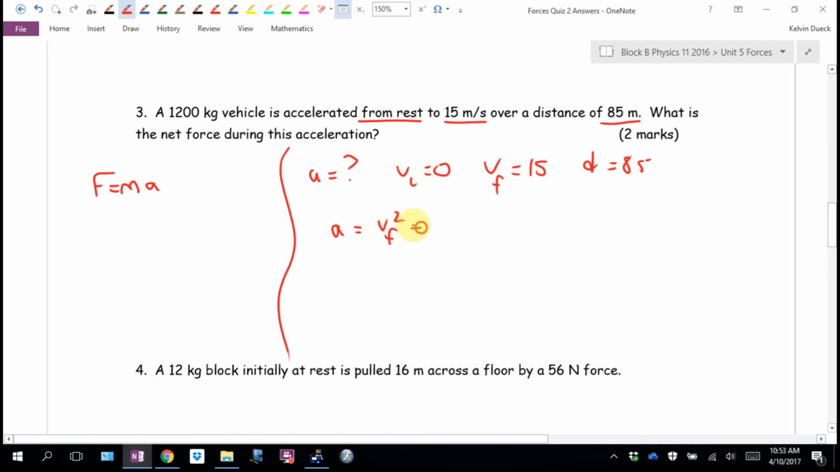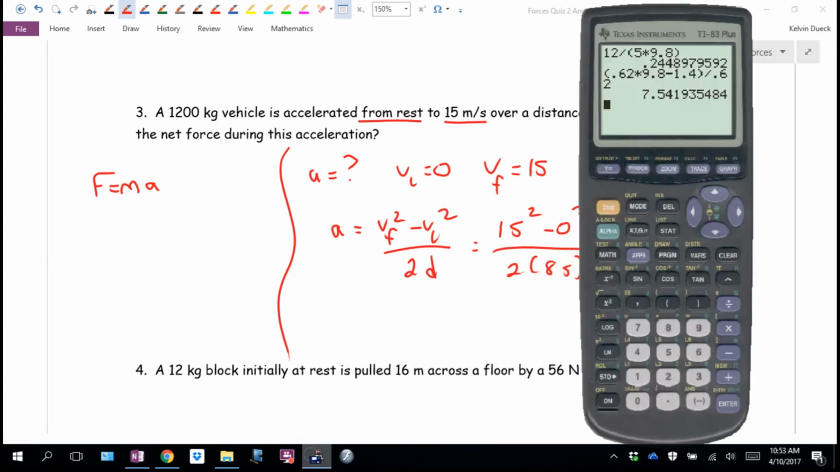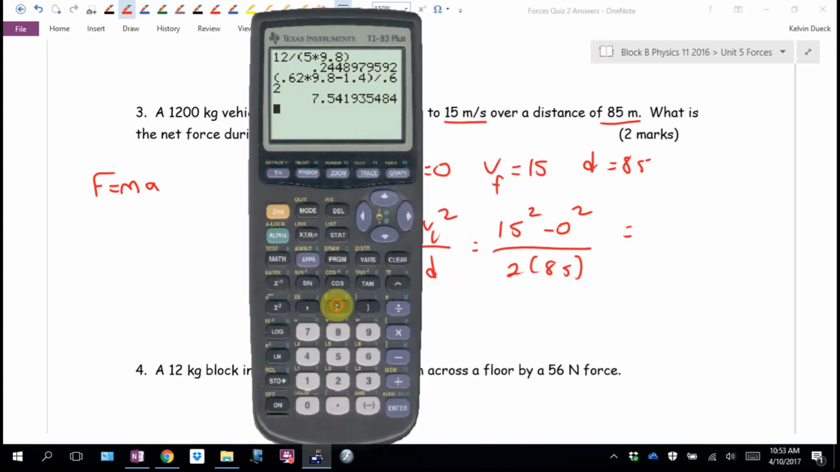I agree. So it's going to be 15 squared minus 0 squared all over 2 times 85. I doubt this is going to work out evenly. Did I bother typing the minus 0 squared? It doesn't make a difference, so I didn't bother. Hopefully we're okay with that. 2 times 85. You get an acceleration of 1.323529. I'm going to write 1.32, but I'm going to use my answer button over here.